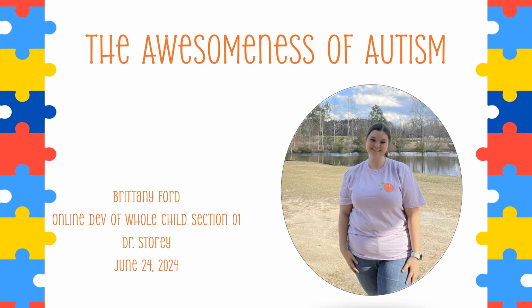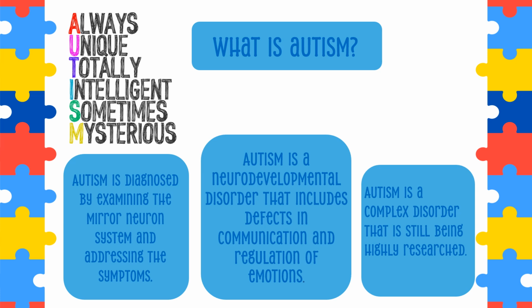Today, we are going to be talking about the awesomeness of autism. First, let's discuss what this disorder is. It is diagnosed by examining the mirror neuron system and addressing the symptoms. It is a neurodevelopment disorder that includes defects in communication and regulation of emotions. Lastly, it is a complex disorder that is still being highly researched.